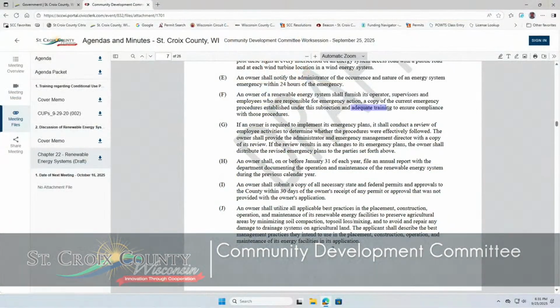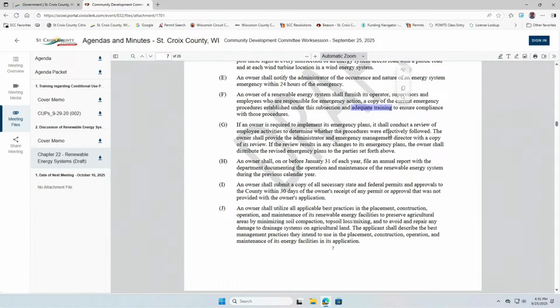Okay, the next one also has to deal with training, but it's more on the applicant or the owner of the system side, to make sure that their operators and supervisors are adequately trained to ensure compliance with the procedures in the emergency management plan.